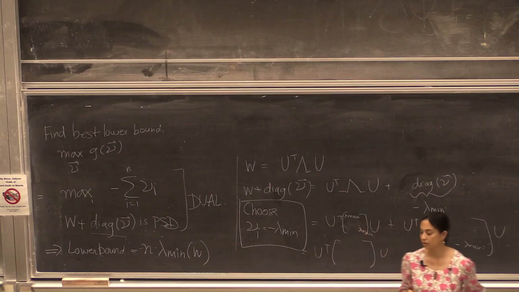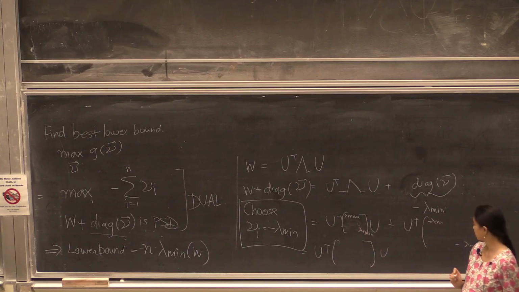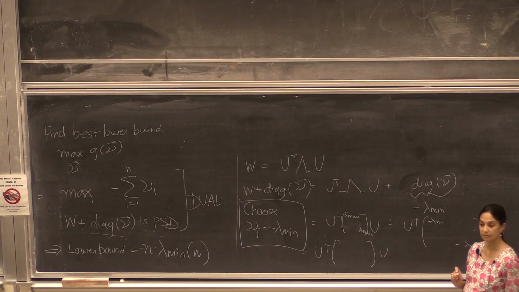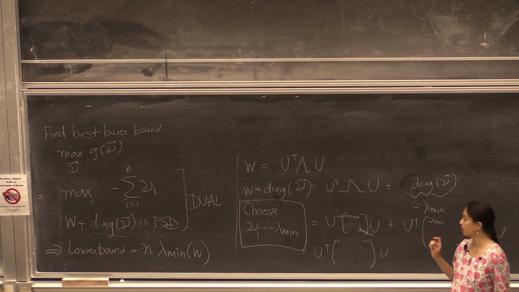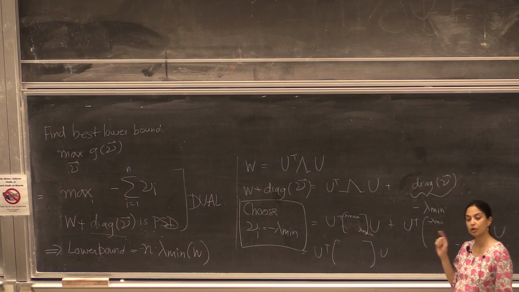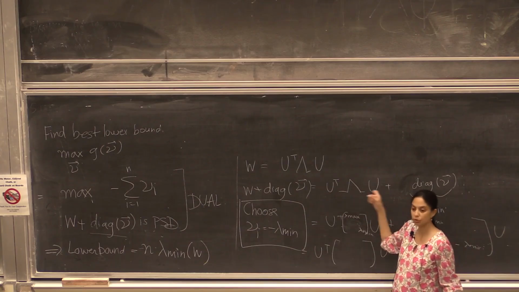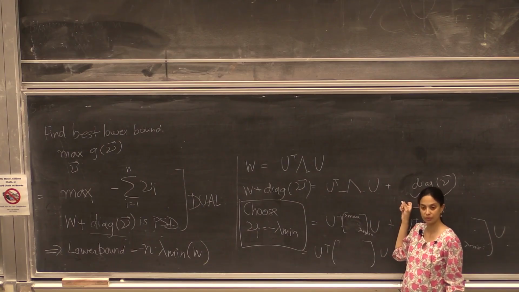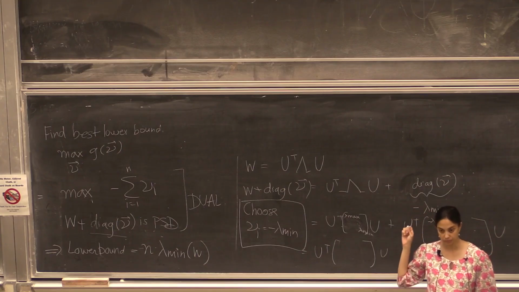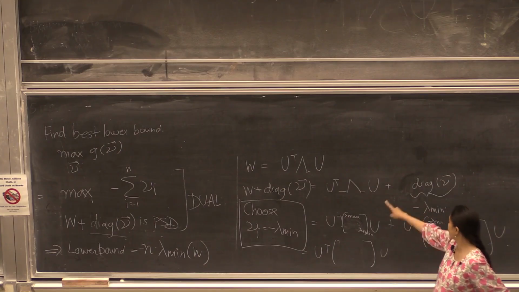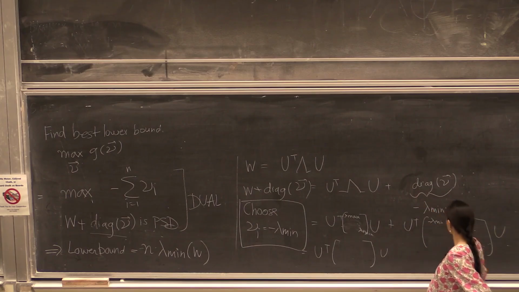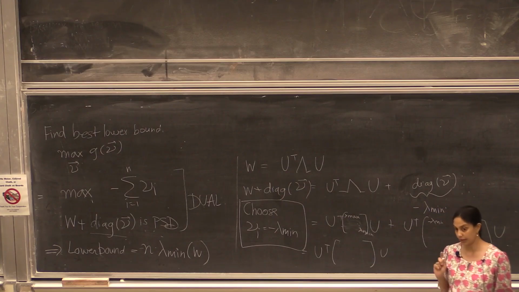To the question, why don't we choose the nu i's according to the lambda i's? The reason we cannot choose individually is that we don't know this U transpose. We don't know this transformation, right? So this only works when I choose all of the elements on the diagonal to be exactly the same. I can't do this when I have different elements on the diagonal.